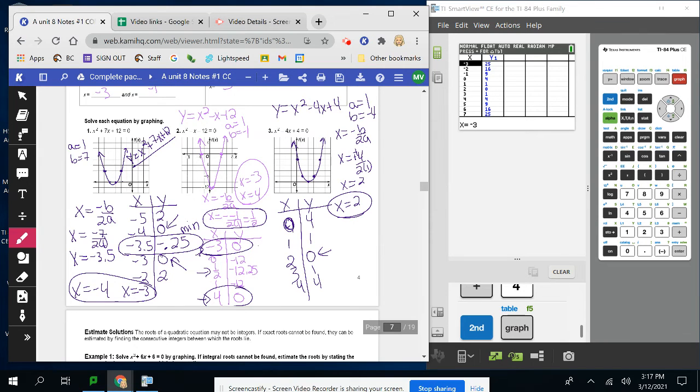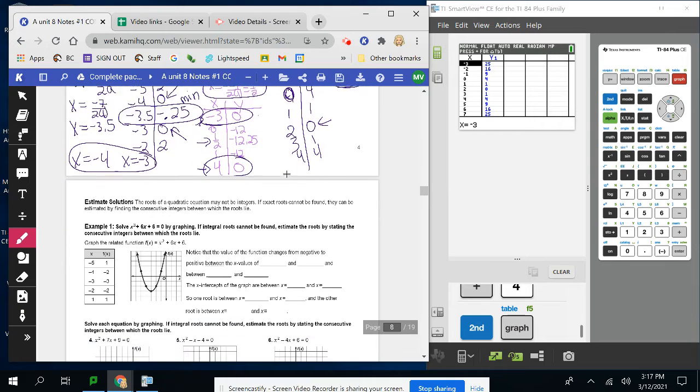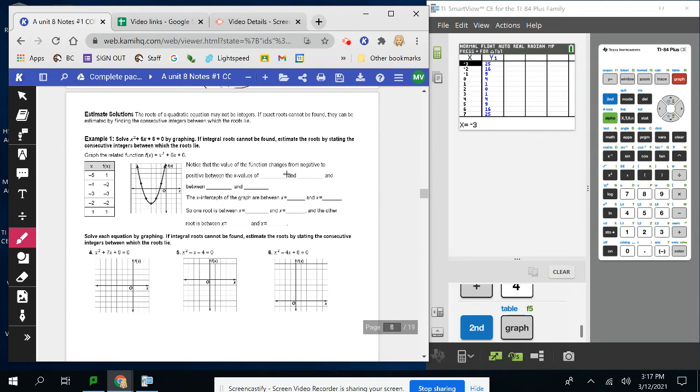Now, the other thing is sometimes our solutions aren't whole numbers. They're not pretty like those ones. So when we're estimating the solution, the roots of a quadratic may not be integers. The exact roots cannot be found graphically. They can be estimated by finding the consecutive integers between which the roots lie.